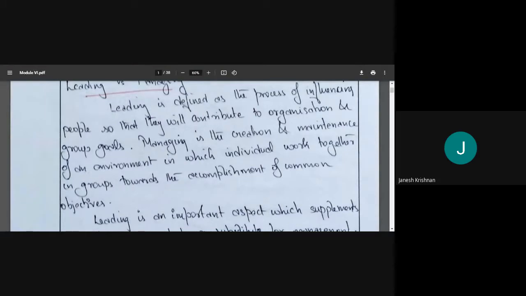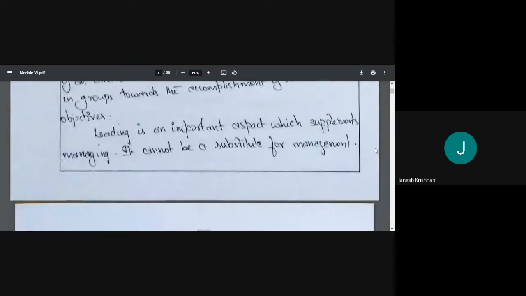Managing is the creation and maintenance of an environment in which individuals work together in groups towards the accomplishment of common goals. We are creating and maintaining an environment in which people do the work. And in leading, we are influencing people so that they will contribute to the organization's group goals, right? So leading is an important aspect which supplements managing. Managing is supplemented by leading. It is not a substitute for management.